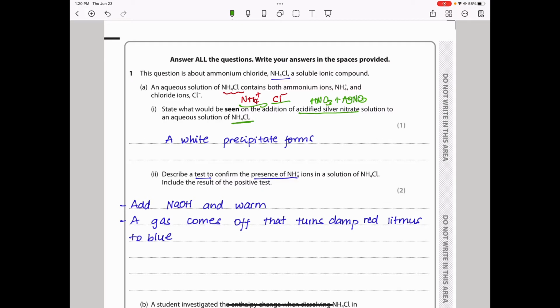So if you add nitric acid and silver nitrate to this, we would expect that the silver ions from the silver nitrate will react with the chloride ions from the ammonium chloride to produce silver chloride. Silver chloride is a solid, so that is why this is going to be the precipitate. And then this is going to be aqueous, and that is going to be aqueous. So that is the white precipitate we're going to observe because of silver chloride formation. So this, a white precipitate forms, is correct.